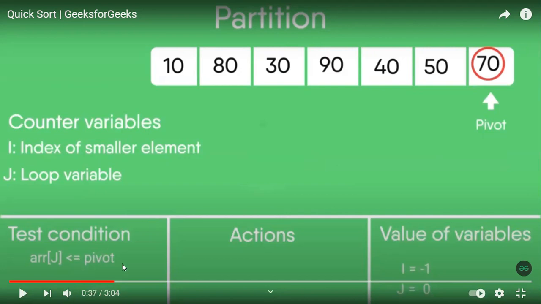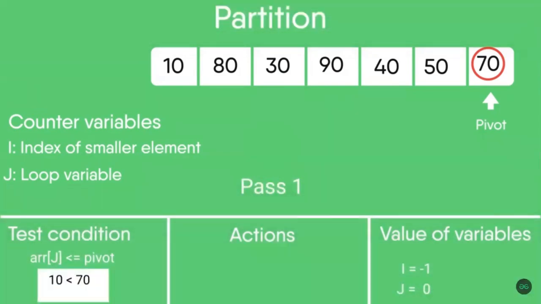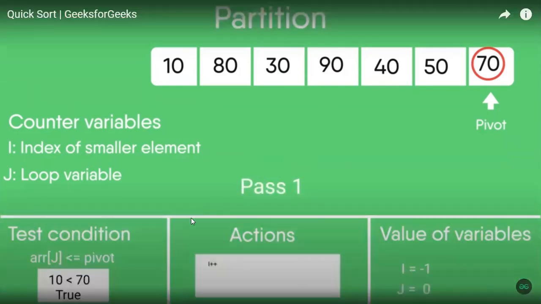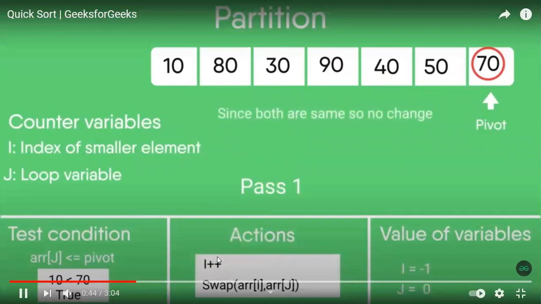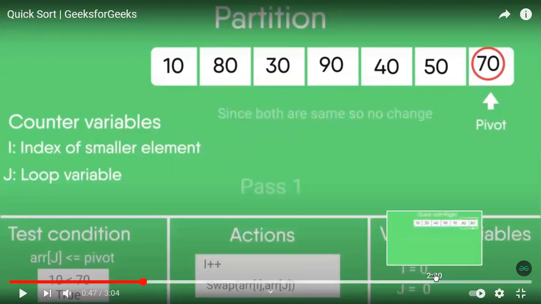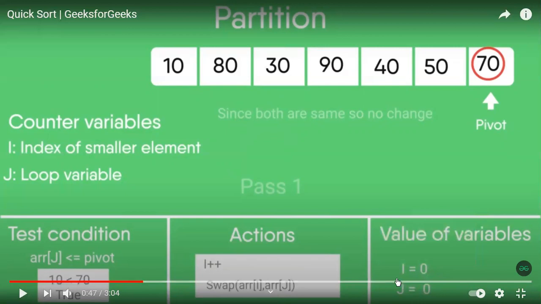Array of j. What is the j value? j is 0. 10 is less than or equal to the pivot. If yes, true, then I plus plus, I value equals 0. Swap array of I and array of j. I value 0, j value 0, so no change. Clear? Next one.